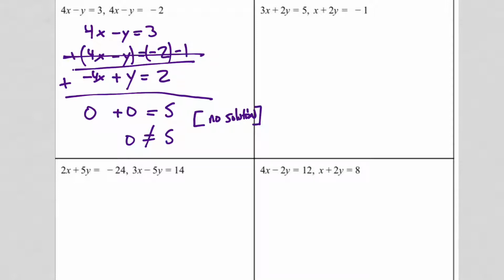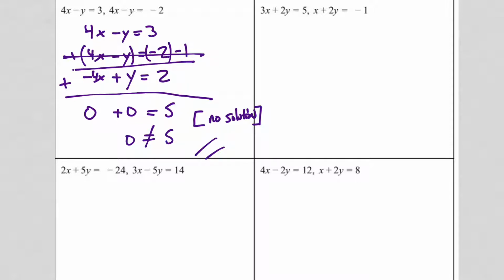And why might that be? Well, this is probably a pair of parallel lines. And if you're looking for the point at which parallel lines intersect, you'll be looking forever, because they never intersect. So that's why this particular system, when you try to work it out, has no solution, or at least you get this nonsensical gibberish where 0 is equal to 5, and that's not true.